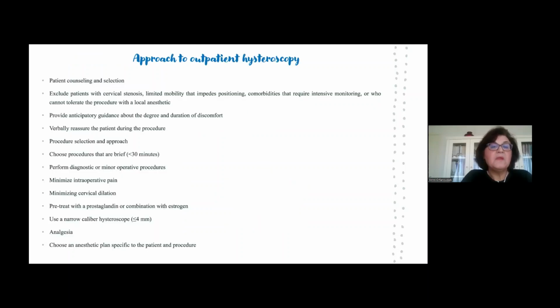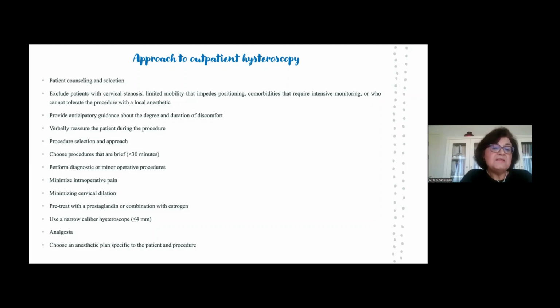Approach to outpatient hysteroscopy. Patient counseling and selection. Exclude patients with cervical stenosis, limited mobility and impeded positioning, comorbidities that require intensive monitoring, or who cannot tolerate the procedure with local anesthetic.